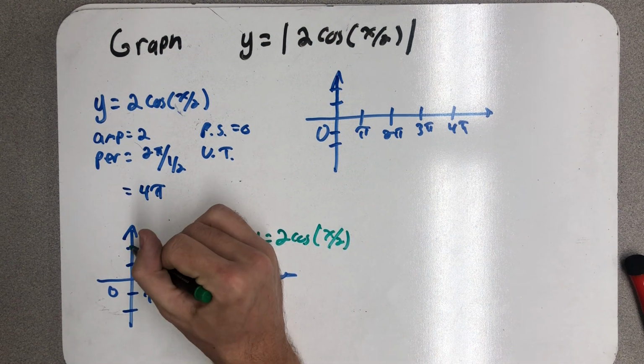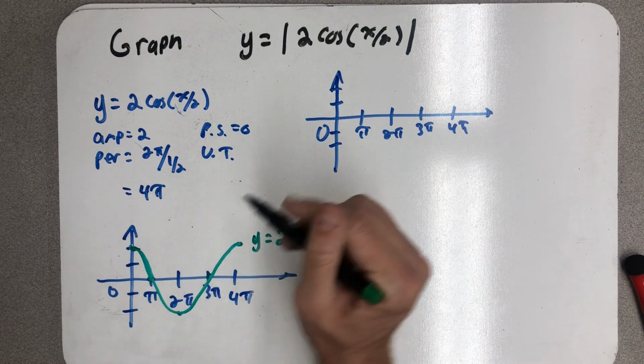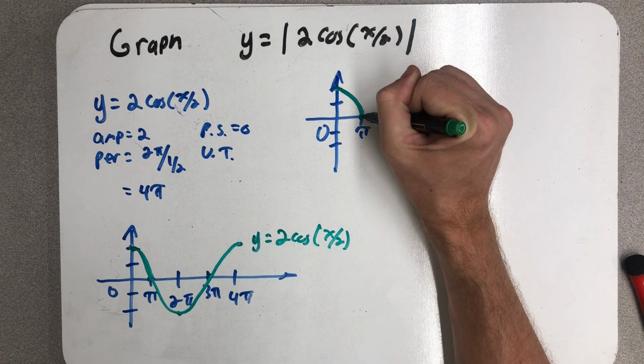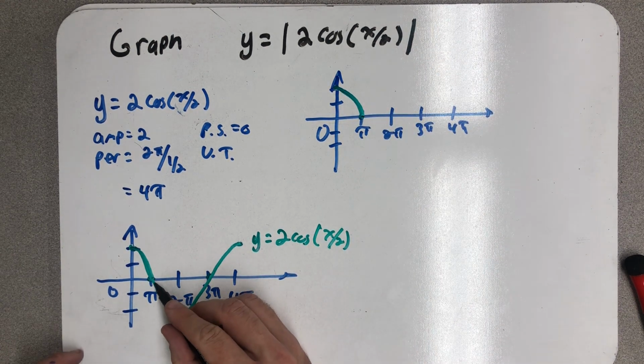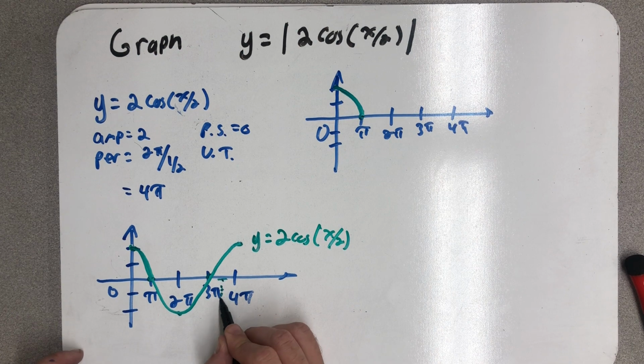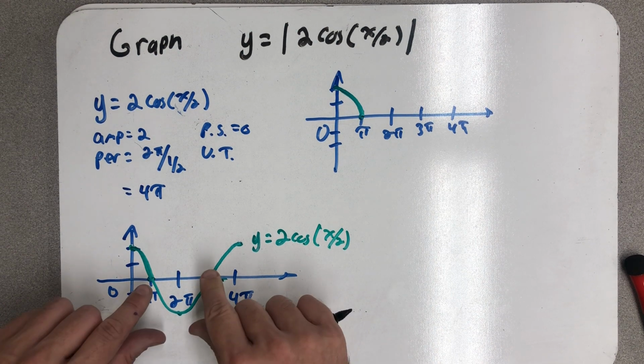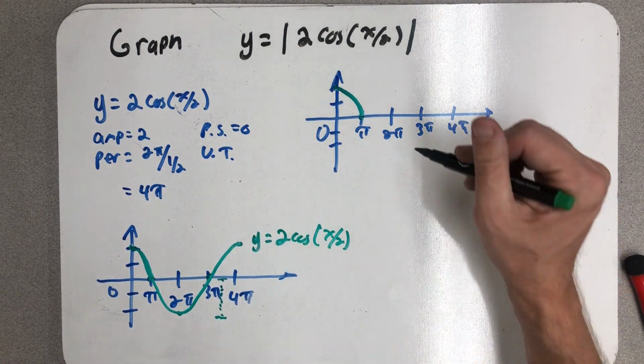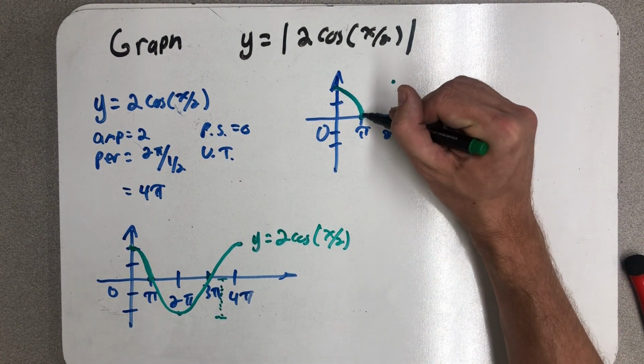So when I look at my graph, well, the absolute value is not going to affect that first bit at all, because the absolute value of a positive number is itself. But now what I realize down here, any part of the graph that's less than 0, my absolute value function is going to turn that into a positive number and turn it over the x-axis.